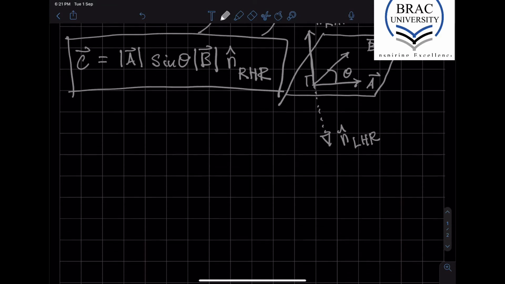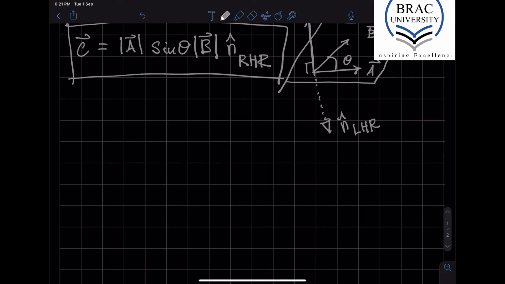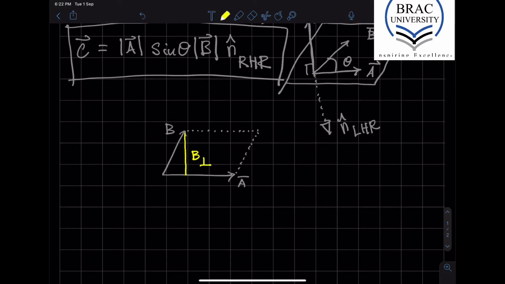So let's look at a geometric interpretation of the cross product. Given two vectors, say A and B, so this is A and this is B, we can then define naturally a parallelogram in this way. Now, suppose that we drop the perpendicular from the tip of B to A. This is what we mean by B perp, and this is the angle theta between A and B.